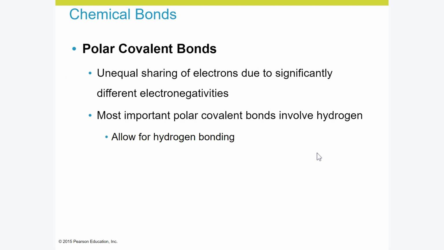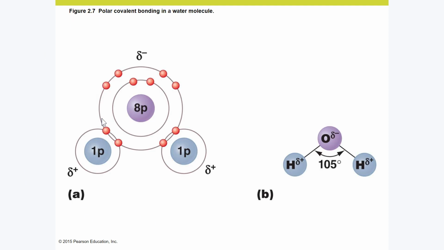So polar is unequal sharing. They're going to have poles. So you're going to have a positive on one end and a negative on the other. It's because they have different electronegativities. The most important polar covalent bond involves hydrogen. This allows for hydrogen bonds. We're going to see this in water. So you can see water here. You can see that this is a negative pole up here, a positive pole down here, and there's about a 150-degree angle in those bonds.